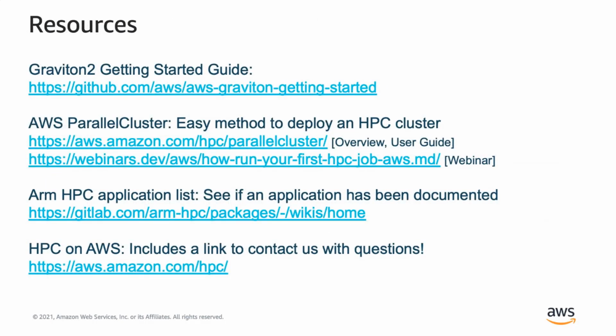Here are some of the resources I spoke about throughout the presentation. So again, the Graviton2 Getting Started Guide. Start there. See all of our resources about Graviton. Next, if you want to get started today, go to this link here on AWS ParallelCluster. It will show you how to deploy an HPC cluster and get started. Next, I have the ARM HPC applications list. So many applications have already been ported and run by their team, and it's a great way to get started.